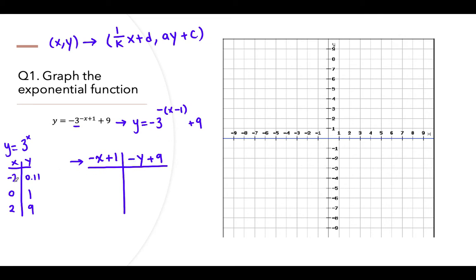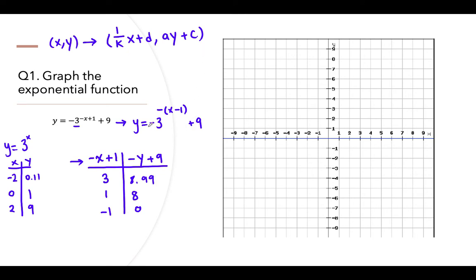So what I'm going to do is plug in negative 2 into x and 0.11 into y. So plug in all the values. And then I will get 3, 1, negative 2, negative 1. So this will be negative 9 plus 9 is 0. And then negative 1 plus 9 is 8. So it's going to be 8.99.